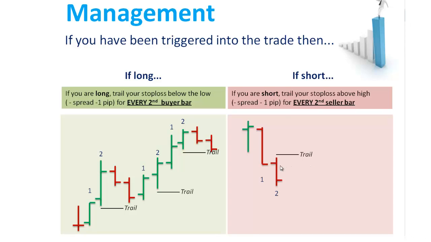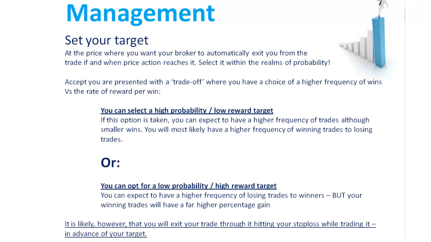So we place our trailing stop just above the high of this second seller bar, plus spread, plus a pip, and then we've got another seller bar 1, and then seller bar 2 here. So we had 2 buy bars in between, so it doesn't matter. This is still seller bar 1 and this is seller bar 2, even though we've got buy bars in between it. So we trail our stop loss just above the high of this seller bar, plus spread, plus a pip, until we're stopped out. So we carry on doing this for every 2 seller bars.